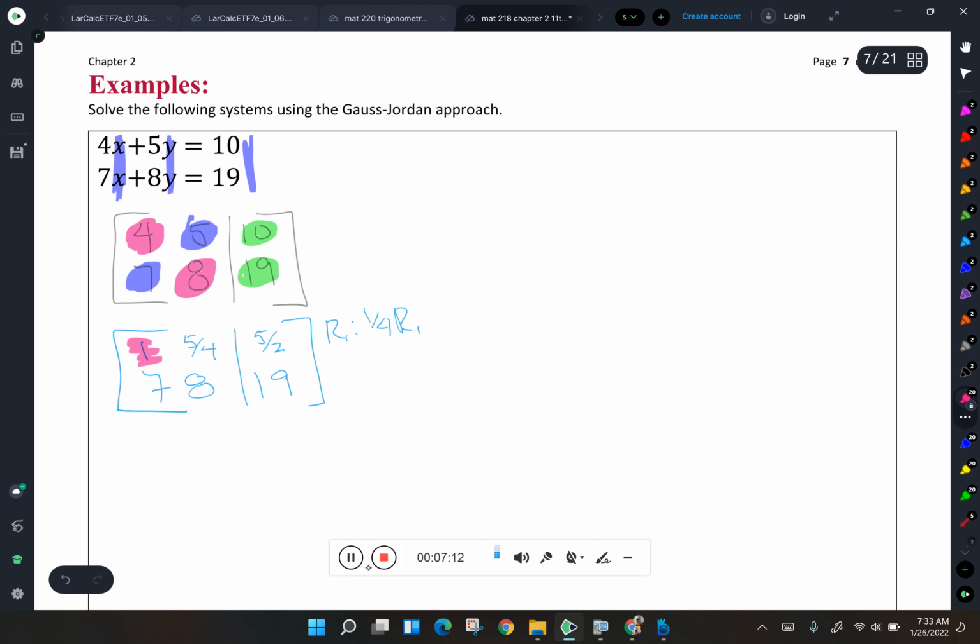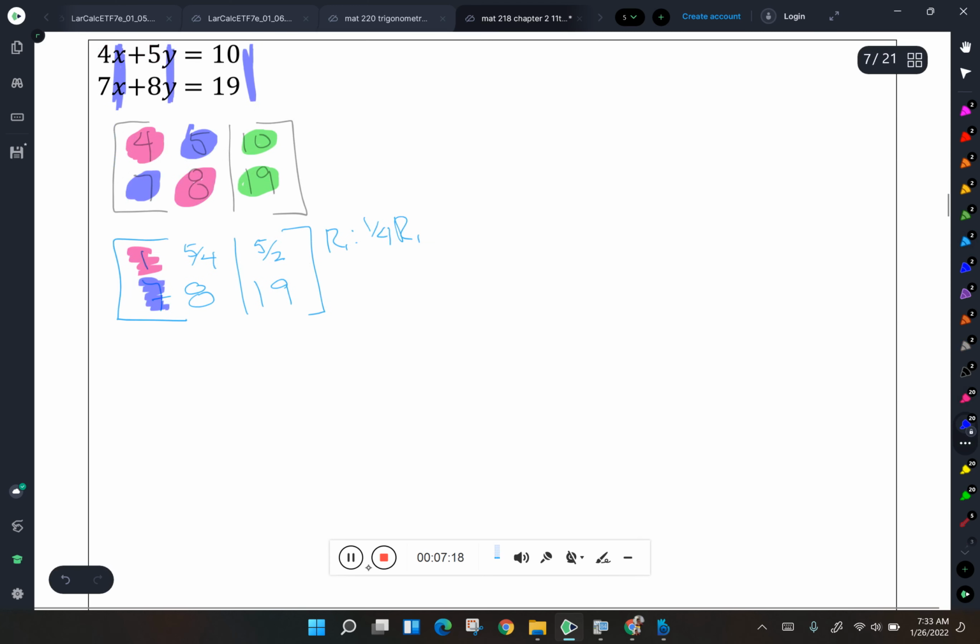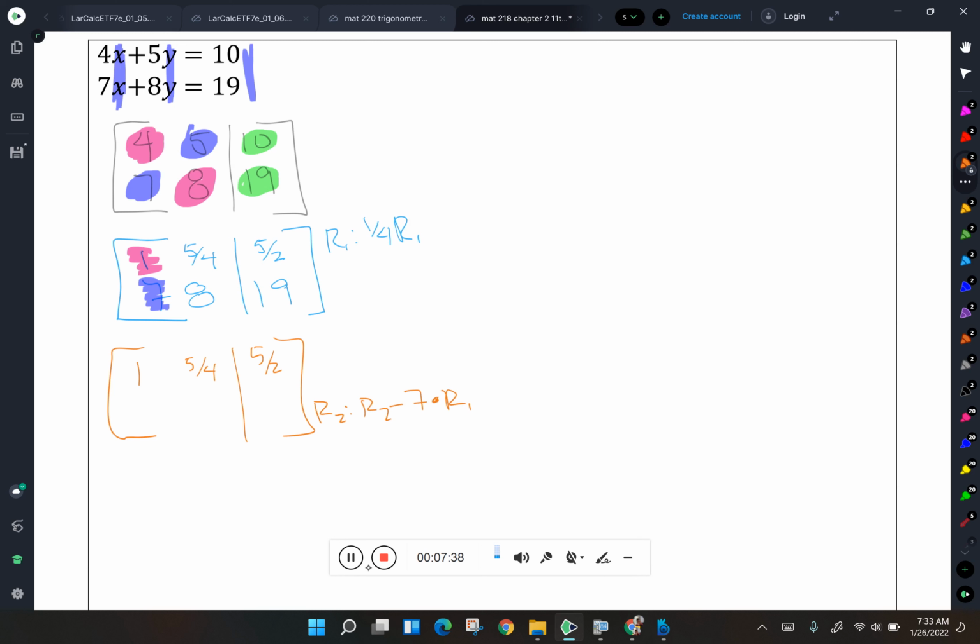Right? Now my next step, now that I've got that to be a 1, is to make this 7 into a 0. Okay? So I'm not going to mess with the first row right now, so I'll just copy it down, 1, 5/4, 5/2. But I'm going to take row 2 and replace it with row 2 minus 7 times row 1. Do you see how multiplying the first row by 7 and then subtracting it will make that 7 into a 0? Right? So that becomes a 0.